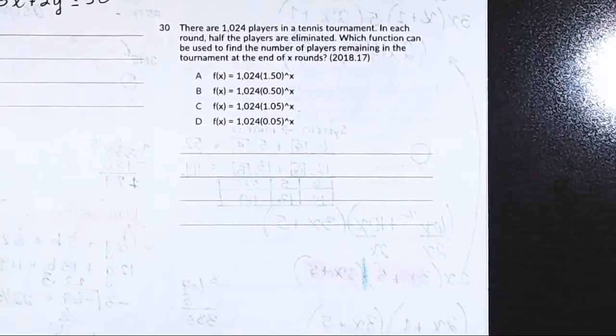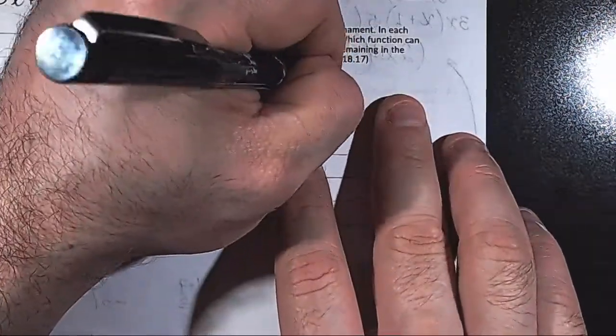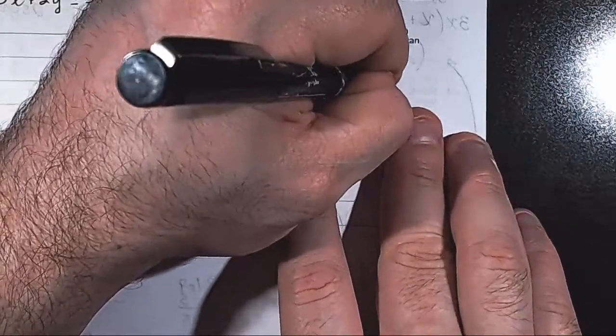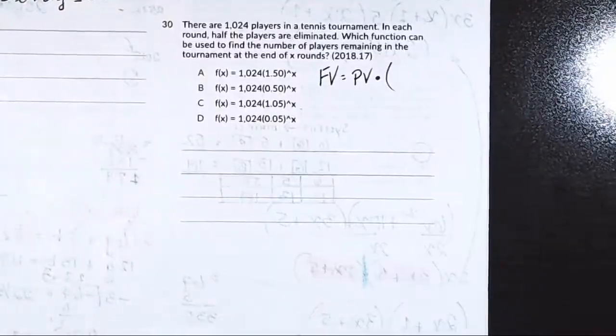And finally, number 30. There are 1,024 players in a tennis tournament. Each round, half the players are eliminated. What function can be used to find the number of players? All right, we just have to remember that future value equals present value times, now we have to think about this part.